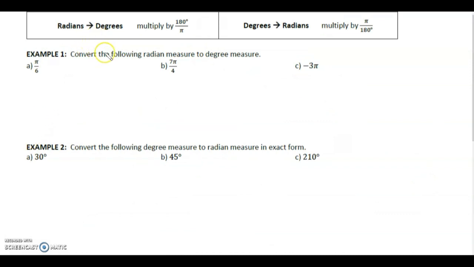Okay, example 1. Convert the following radian measure to degree measure. So radians to degrees, we're going to multiply by 180 over pi. If we have pi over 6, we're going to multiply by 180 over pi. These pi's cancel out. There's a pi in the numerator and a pi in the denominator. We're left with 180 over 6, which cancels to 30 degrees.